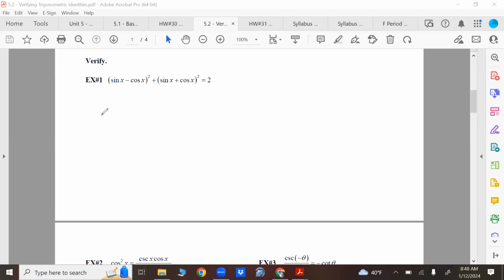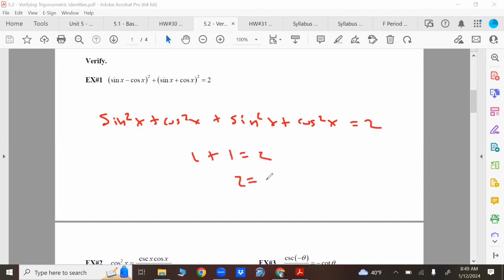Okay, don't do this. Do not do this. I have some students that will do this. They'll say, oh, sine squared x plus cosine squared x plus sine squared x plus cosine squared x, 1 plus 1 equals 2. Okay. We will get this eventually, but what mistake do you think I just made?